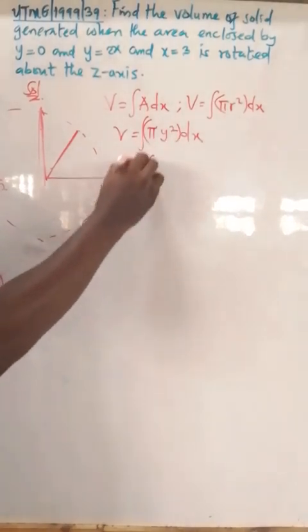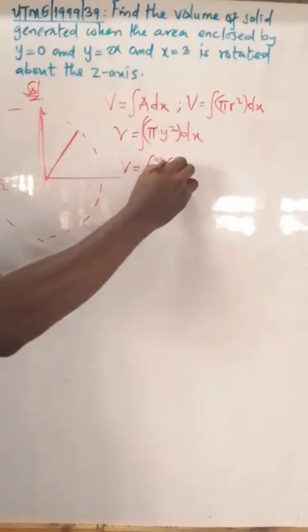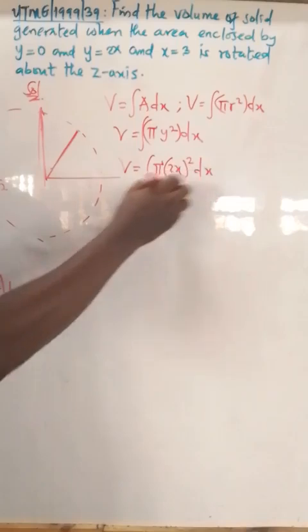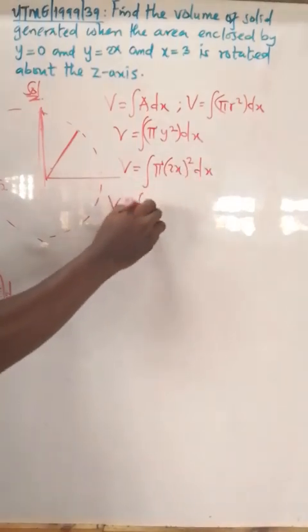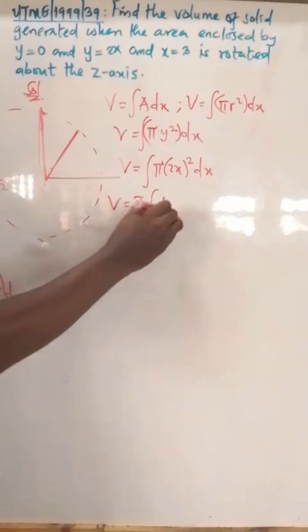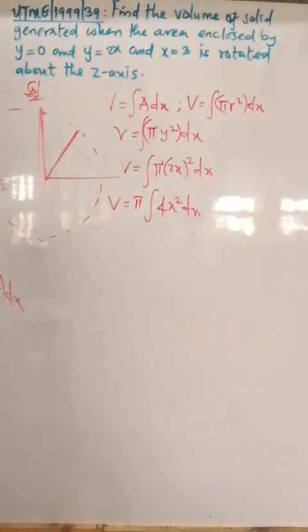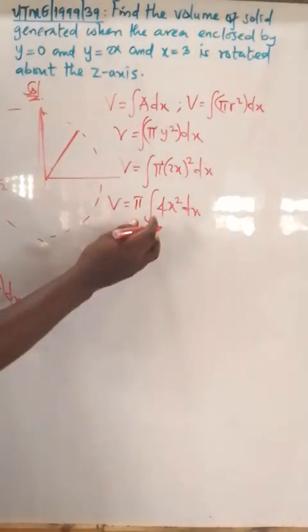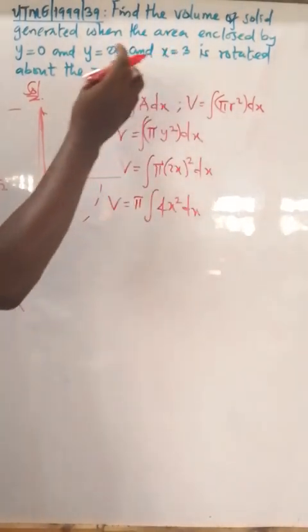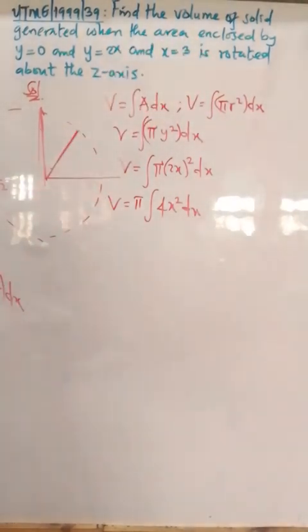So from here, volume becomes pi, integral of y squared. What is y? y is 2x. (2x) all squared dx. So the volume becomes pi times 4, you can take the pi out as a constant, integral of 4x squared dx. Now the next question is, what's the boundary? From x equals what to what? We are already told that x is 3. So this x equals 3, most likely will be the upper limit. Let's now get the lower limit.